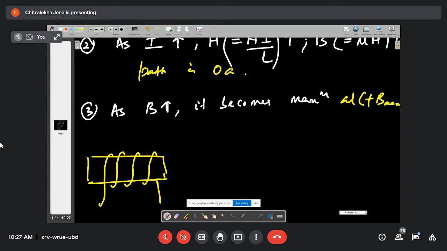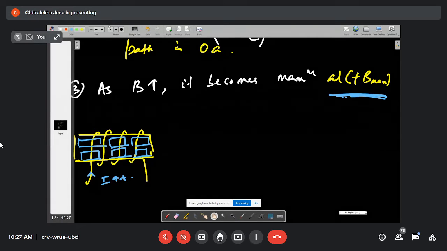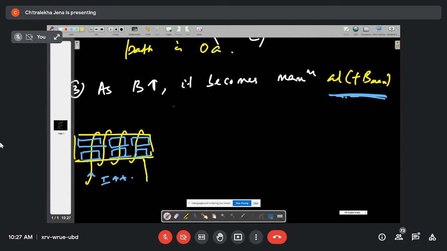Because when all the magnetic materials or the domains, all of the molecular magnets, are arranged in an orderly manner, then even if you are increasing the value of the current, B will not further increase. B will be maximum at that point. Am I clear to each one of you? Got it? Yes, ma'am. It becomes maximum at plus B maximum, as after that the poles become saturated.